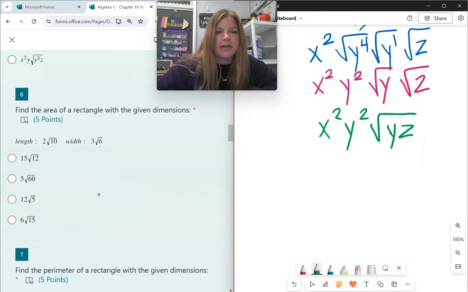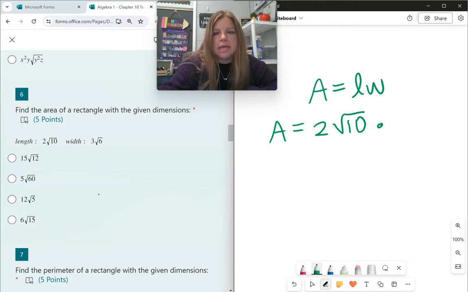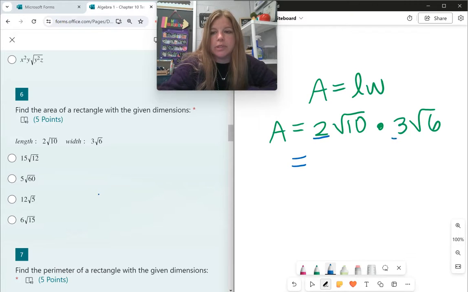Number 6, find the area of a rectangle with the given dimensions. So rectangle, we know the area formula is length times width. So really all I'm doing here is 2 radical 10 times 3 radical 6. Multiplying radicals is no big deal. I multiply my numbers out front, so 2 times 3 is 6. And then I have to multiply my radicals together. Radical 10 times radical 6 is radical 60.